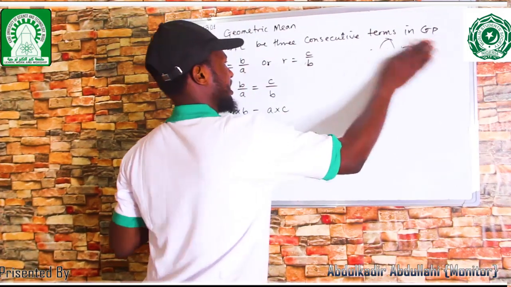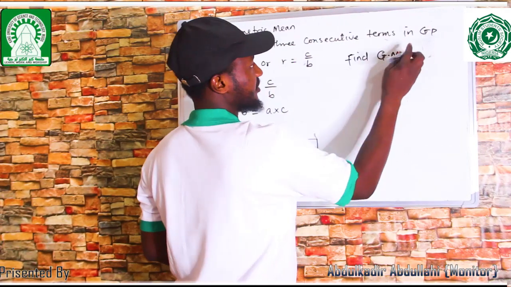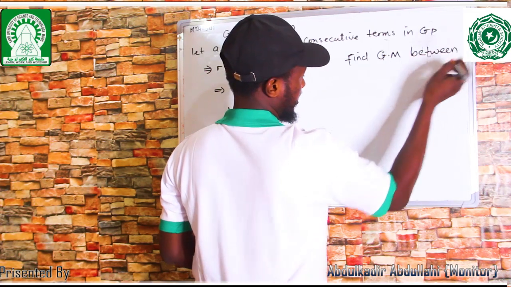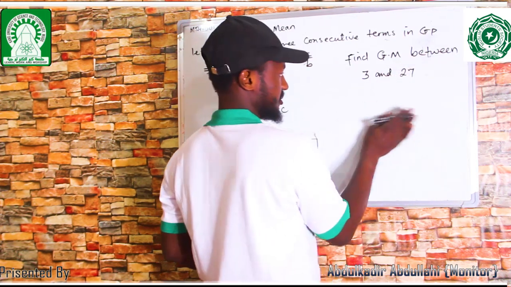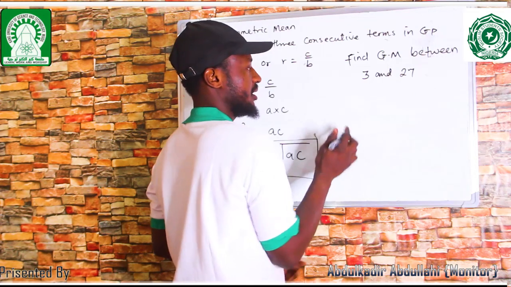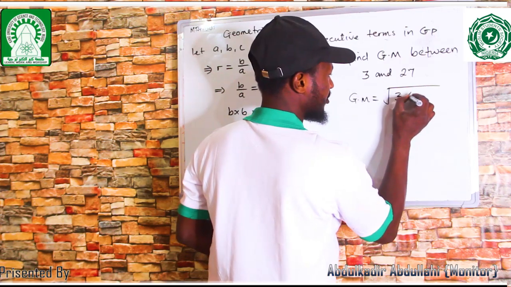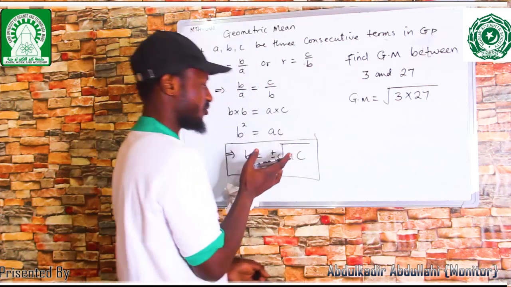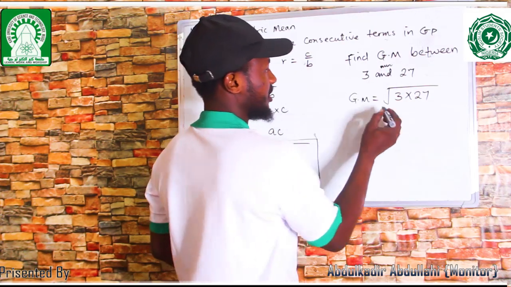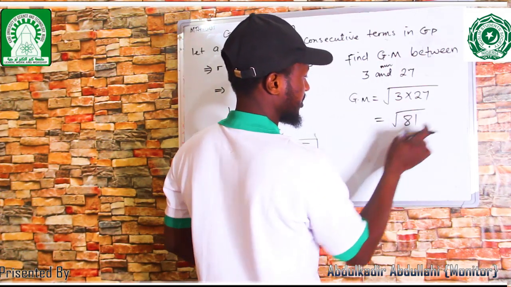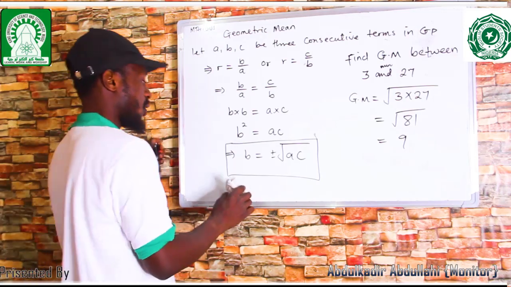Now, let's take an example. Let's assume we are to find the geometric mean between 3 and 27. We just said the geometric mean is equal to the root of the numbers given, 3 multiplied by 27. As usual from the formula, A times C, assuming this is A, this is C. We are to find the middle number. That is the geometric mean. So multiply this, we're going to have 81. So the root of 81 is 9. So this is how to find the geometric mean between 2 or more numbers.